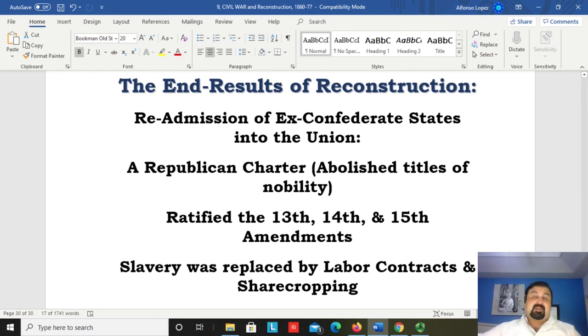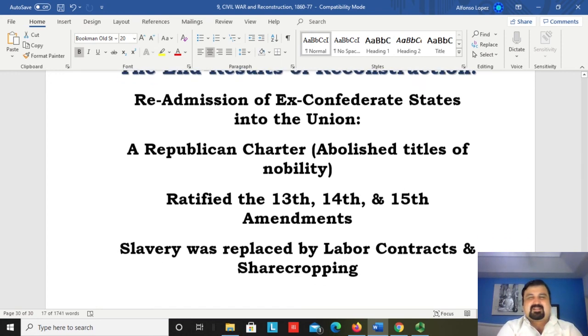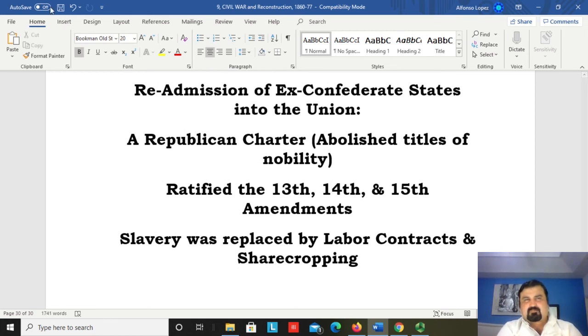And slavery came to an end and was replaced by a more capitalist system of labor. It was labor contracts and sharecropping, in other words. Sharecropping is when people grow crops on the land of somebody else and pay rent in terms of a portion of the harvest, a share of the crop. So those were arrangements that were going to really replace the system of slavery in the South.